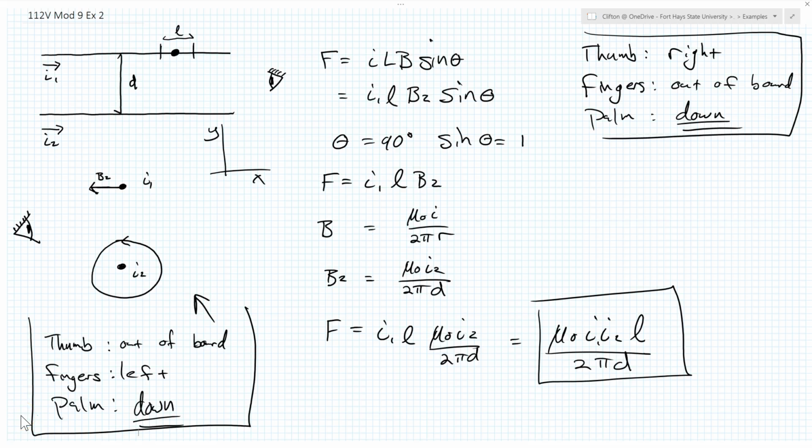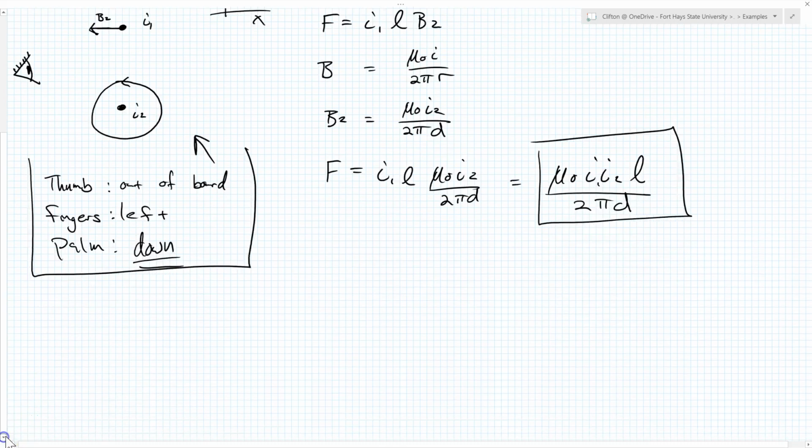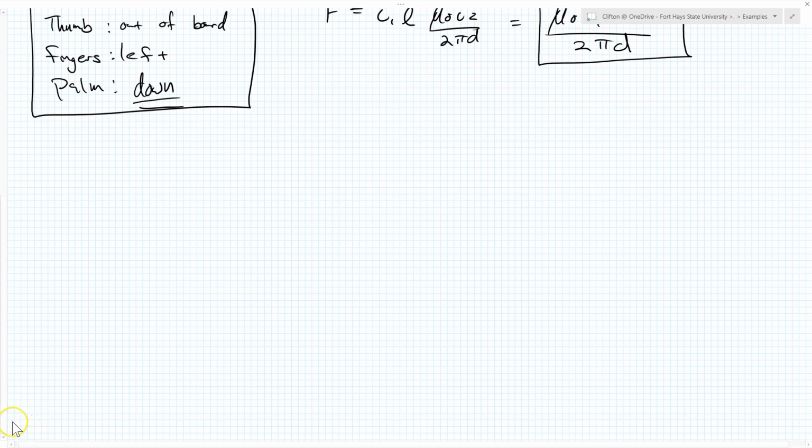For the second part of example 2, we're told that there is going to be a point between the wires where the net magnetic field is 0. And we want to know how far from the bottom wire that point is. There's actually going to be a line. So let's draw the wires again.